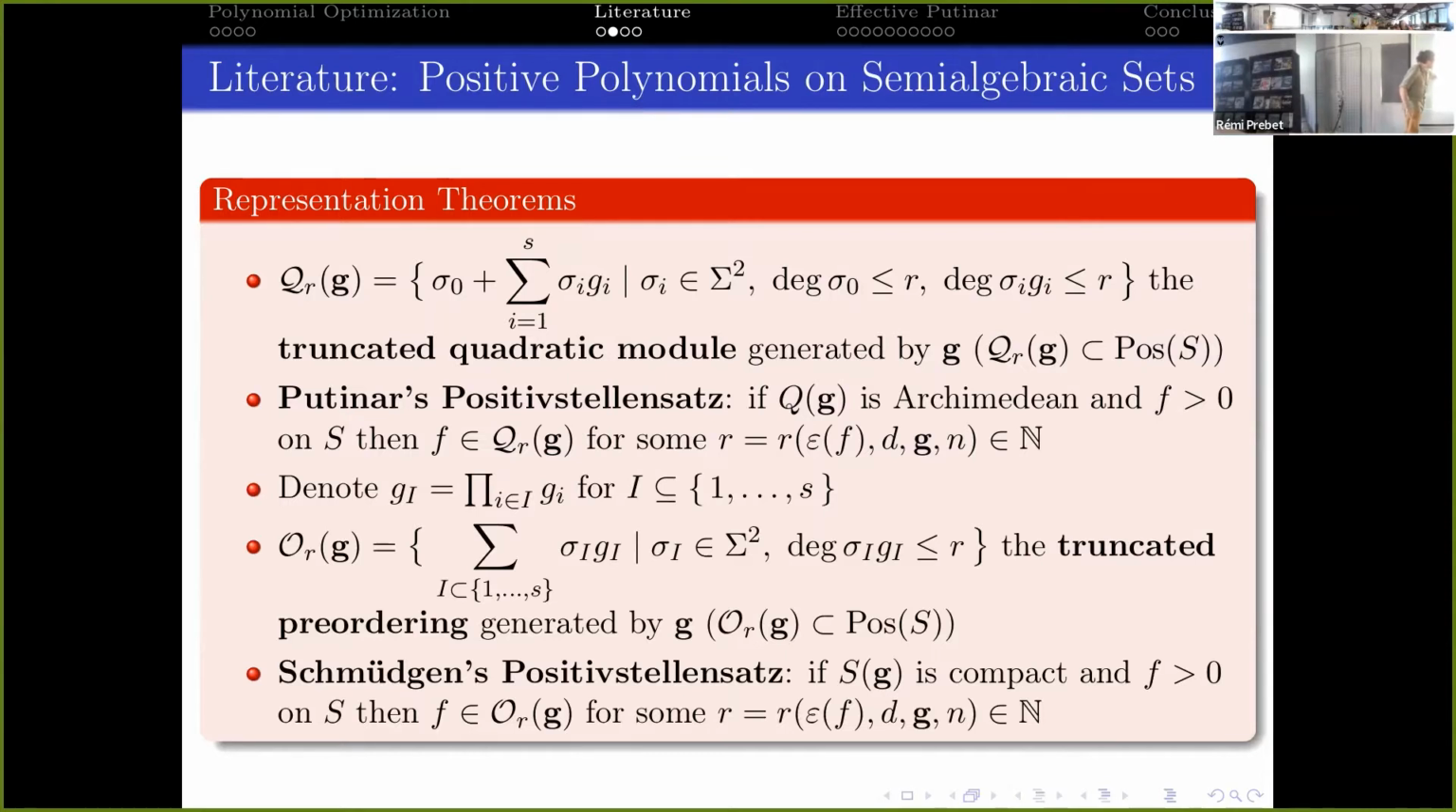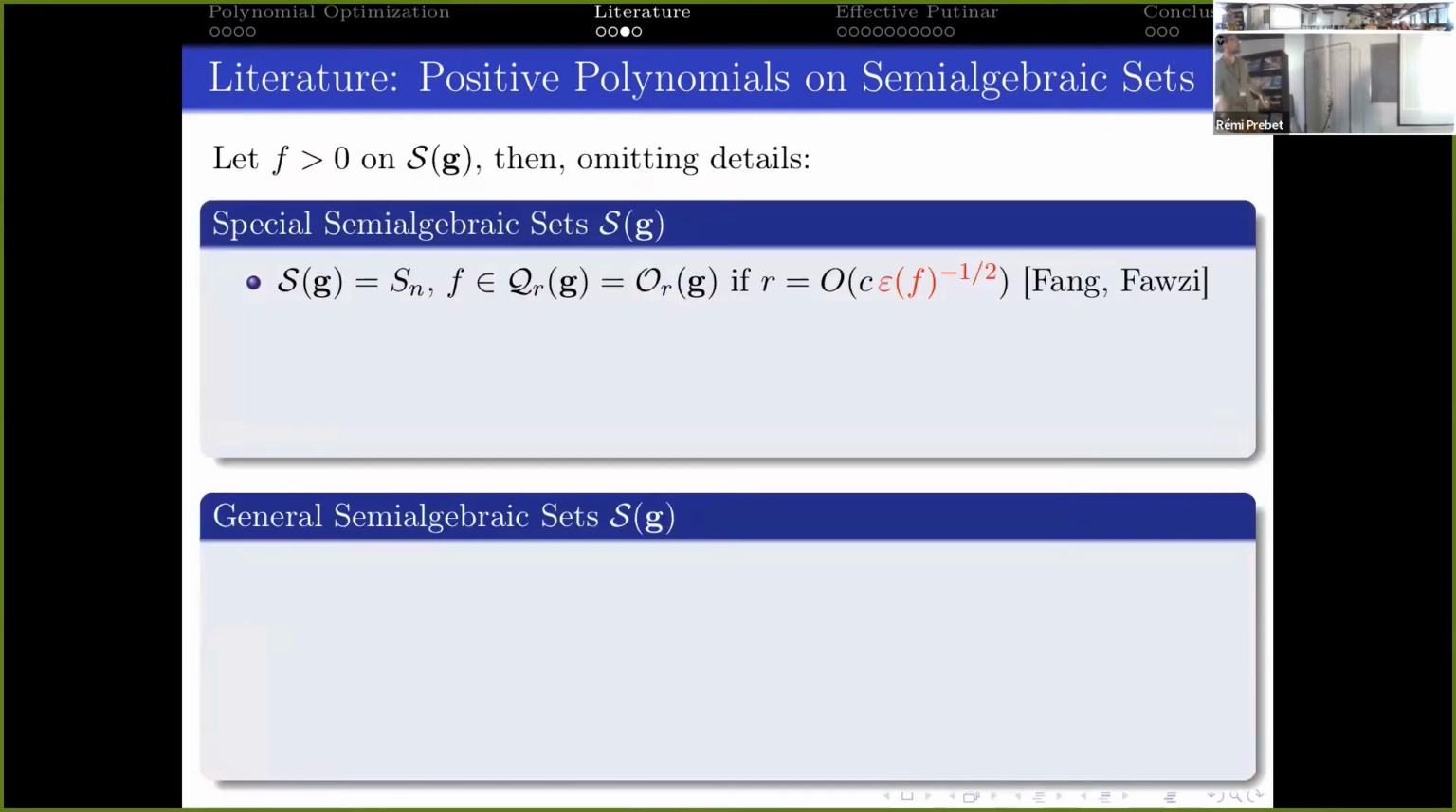Let me recall also Schmüdgen's Positivstellensatz that was just mentioned. If we denote by G_I the product over i in I of the g_i, we define the truncated preordering. So here we allow not only the generators of G, but also their products as summands. And Schmüdgen's Positivstellensatz tells us that if the semi-algebraic set S is compact and f is strictly positive, then f belongs to the preordering of the G. Okay, this is just to fix the notation.